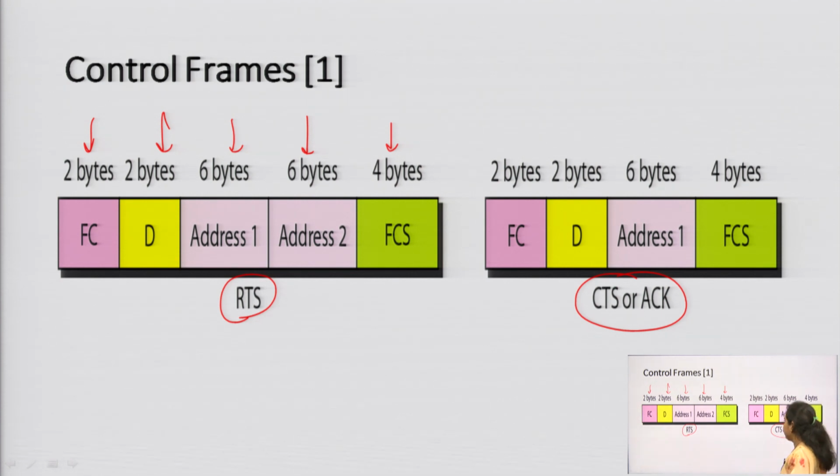In the case of CTS, you can see that only one address is required, which is obviously for the transmitter side, as no receiver address is required, and it can be used as an acknowledgement frame also. So, that is the case for the control frame.